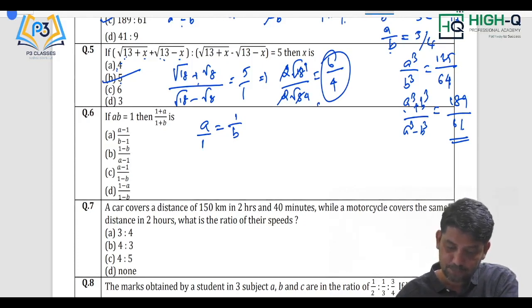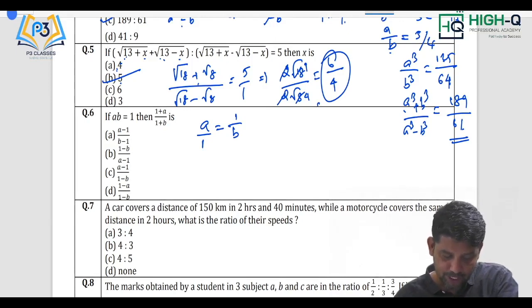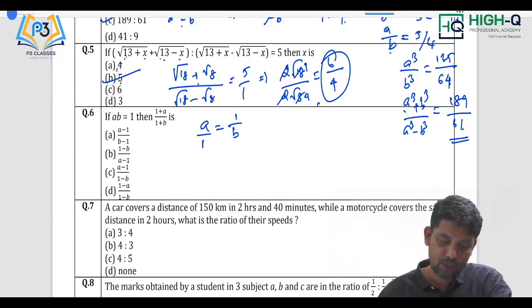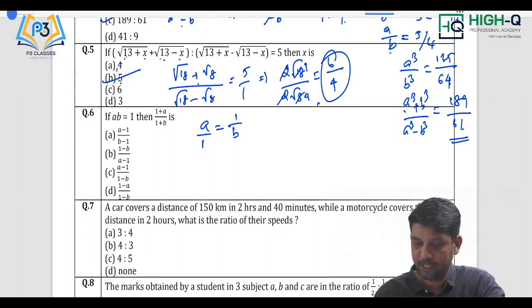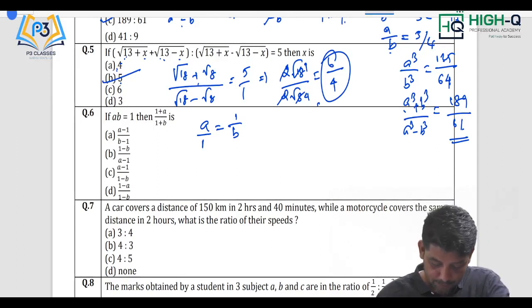Okay. Now listen here. See, according to the options, what can be the answer? What is the question here? They ask you to find out 1 plus a by 1 plus b. Is that right, my dear? So how to find out 1 plus a by 1 plus b? The answer is a minus 1 by 1 minus b. Of course, this is what is going to be my answer.